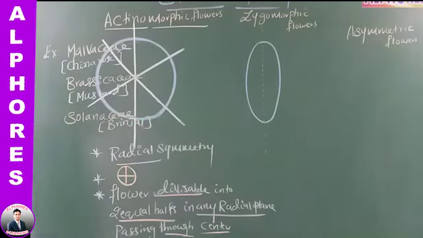Brinjal. Okay. Anywhere, if we write a family name, for example, for actinomorphic flowers the example I wrote, Malvaceae, it means any plant from Malvaceae you can take. Brassicaceae, any plant from the Brassicaceae family you can take. Solanaceae, any plant from Solanaceae you can take. One example for the Solanaceae family I wrote here, brinjal.